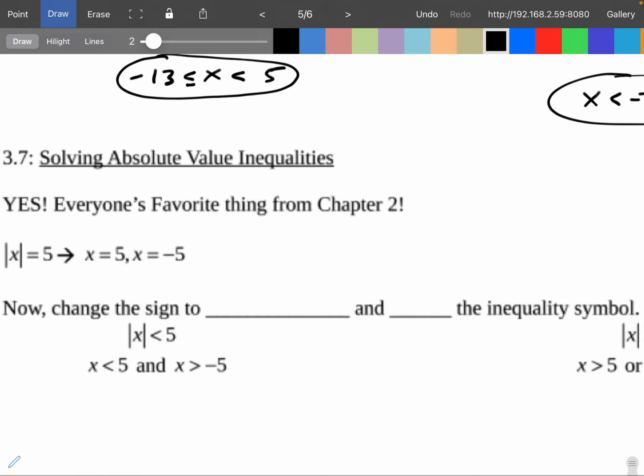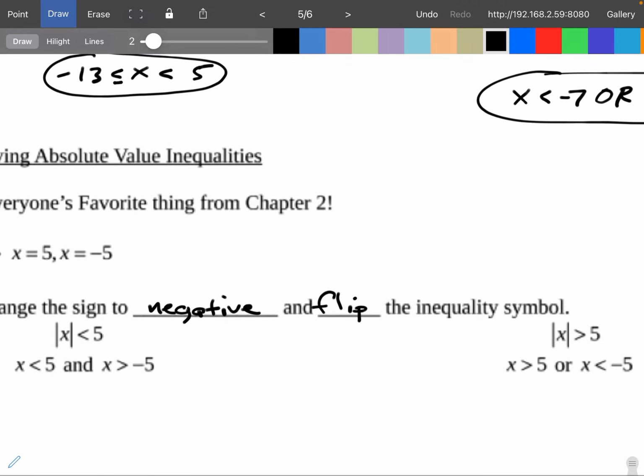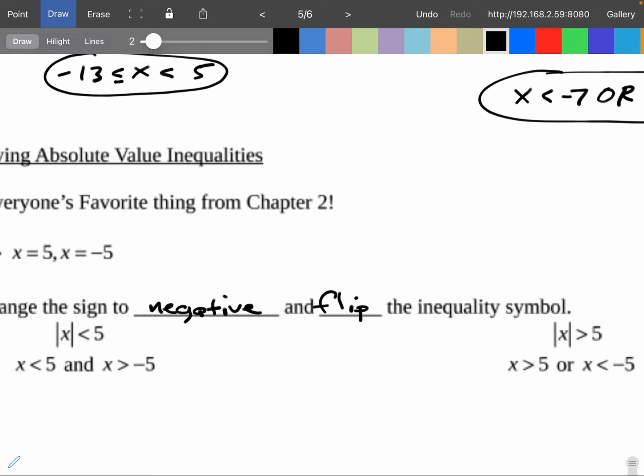And then we'll get into more of the details here in a second. But that's what we want to fill in on this first blank. So what they're talking about, where we fill in the blanks, is that second case. In the second case, we change the sign to negative. So that number on the right-hand side, we take the negative of it. And we flip the inequality symbol in the middle.